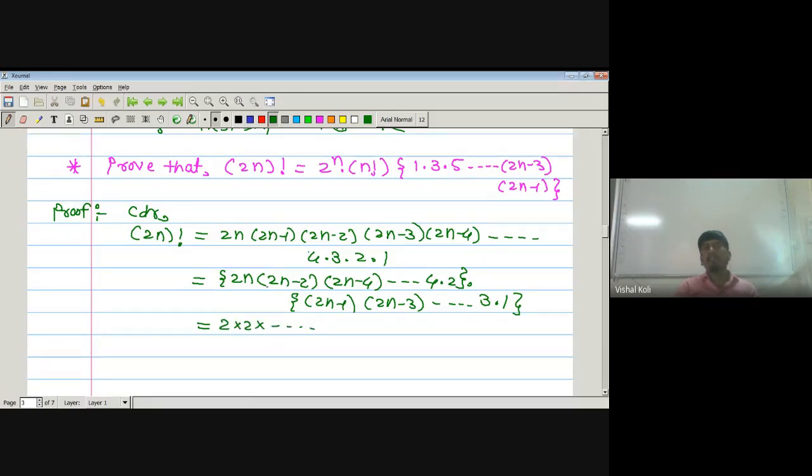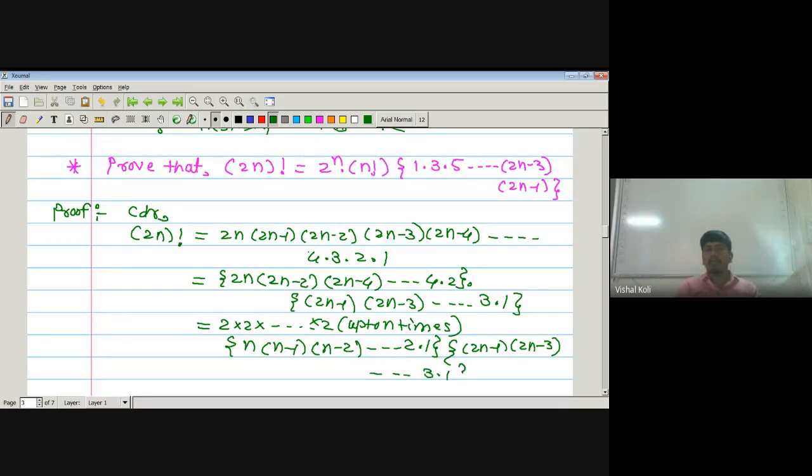It is n times. Therefore, 2 into 2 into 2 up to n times, into, if we take 2 common from this one, it is nothing but n. From this one, 2 common, it is n minus 1, and similarly from this one n minus 2, and so on, up to 2 into 1, and into this term, that is 2n minus 1, 2n minus 3, and so on, 3 into 1.